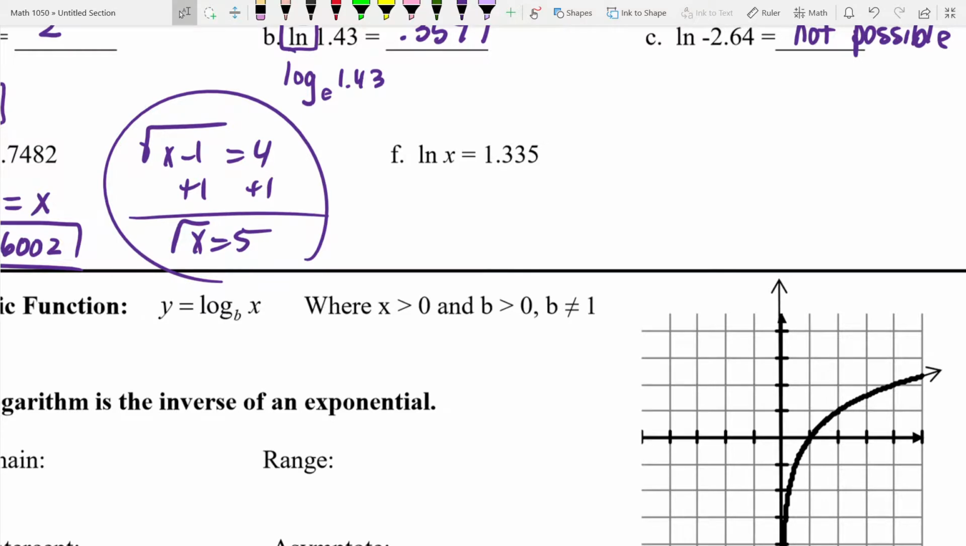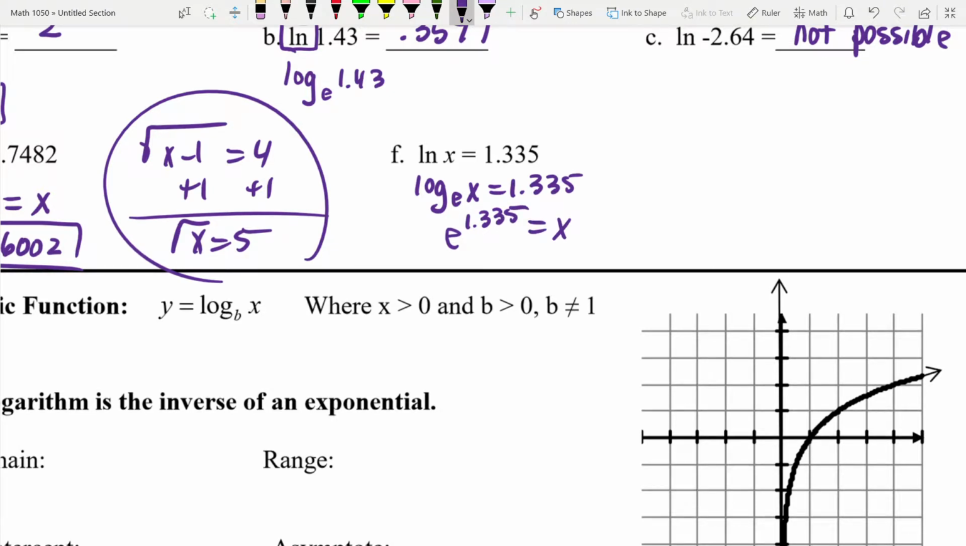Okay, the next one. Everybody in the room tell me, am I stuck? Yes or no? Yeah. Yes, I am. This ln is log base e of x. I want you to write it like that. The reason I'm stuck is because there's nothing in front of the log that's multiplied, there's nothing behind it that's added or subtracted, so I convert it. So it's e to the 1.335 is equal to x.